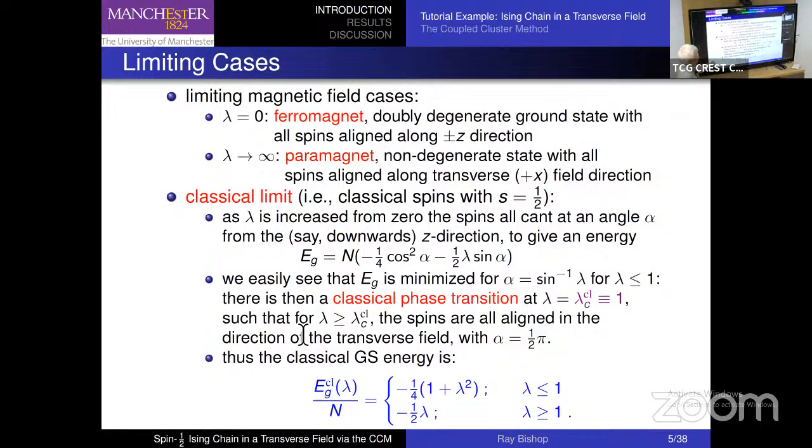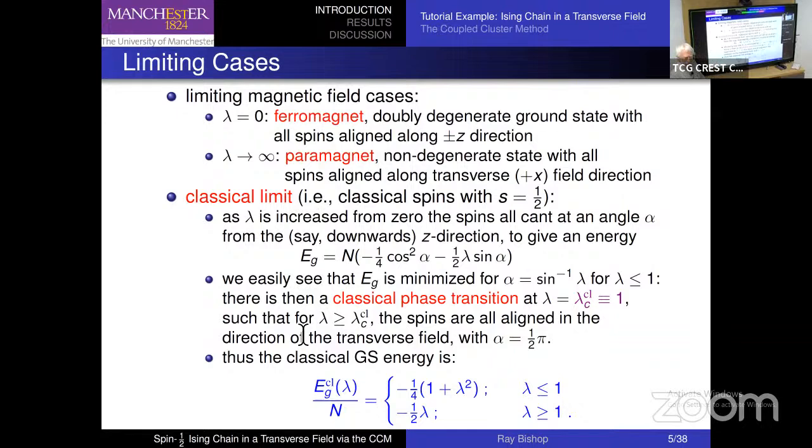What's the actual state that's realized? Well, we minimize with respect to alpha. Doesn't come any simpler. Differentiate, set the derivative equal to zero, and you find that sine alpha is equal to lambda. That works clearly only when sine alpha has got to have a magnitude less than one. So that works for lambda less than one.